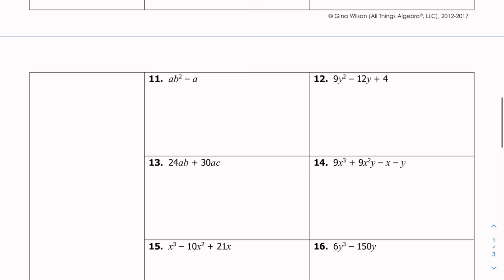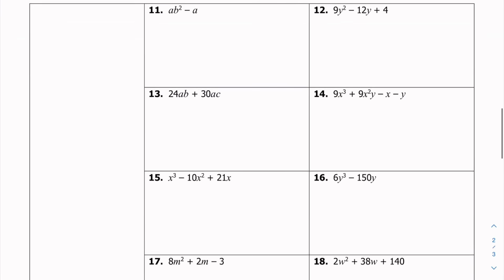All right, let's take a look at the back, and let's do number 14. 9x to the third power plus 9x squared y minus x minus y. Always look for that greatest common factor in all the terms first. See if something can be pulled to the side. This problem does not have a greatest common factor. There's 4 terms, so we are going to group them.